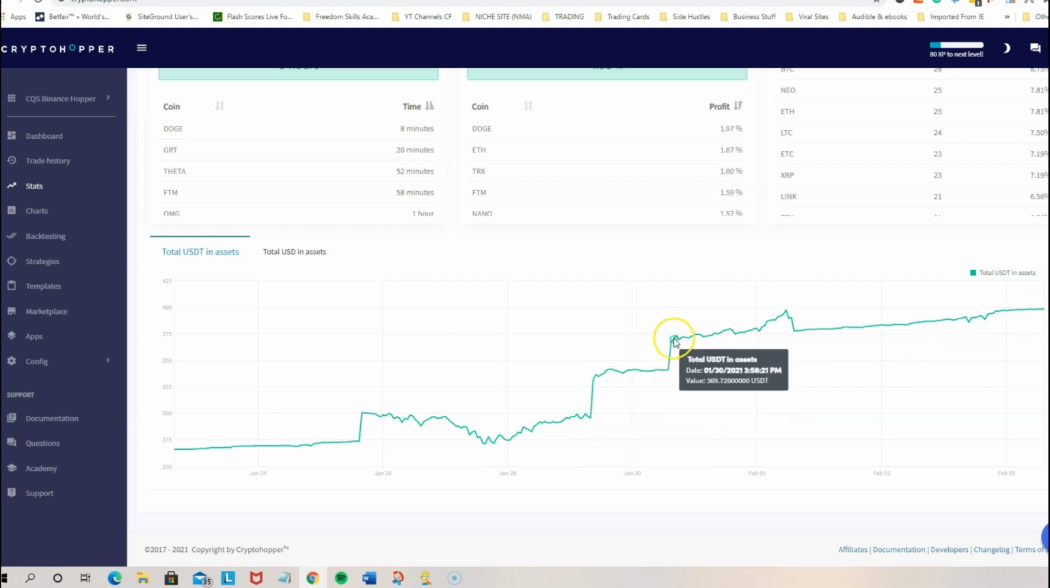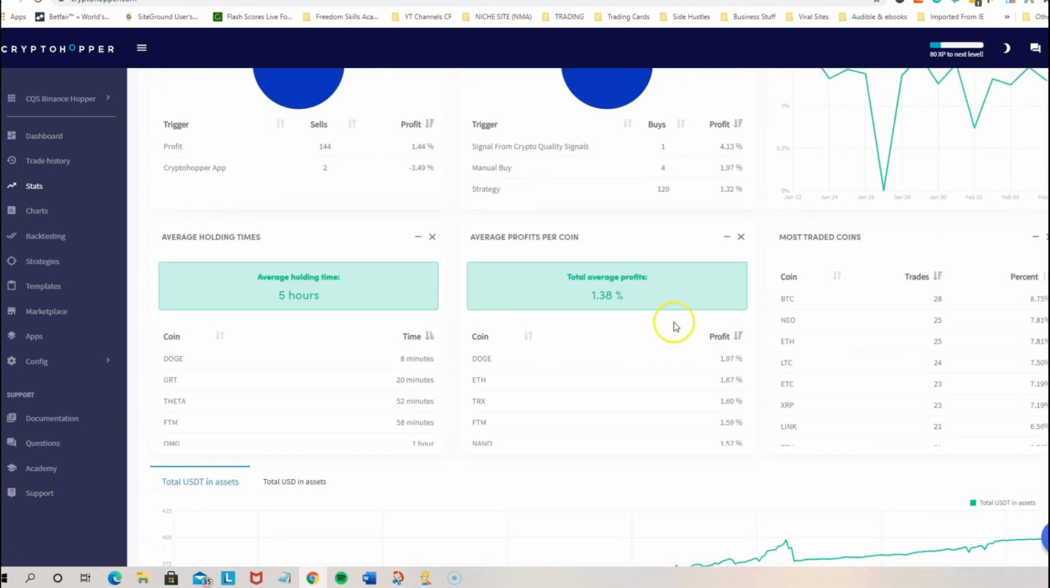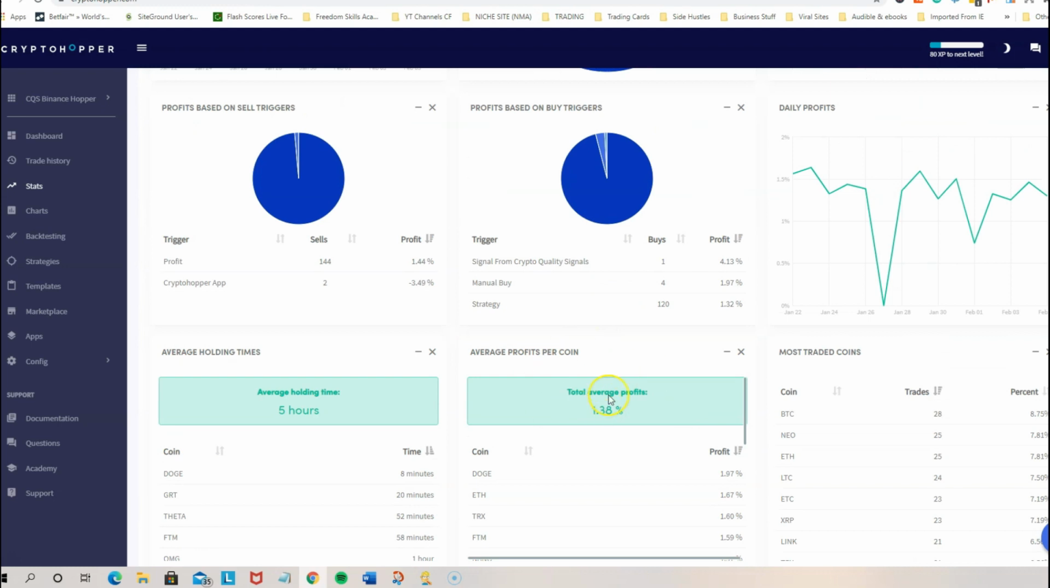you can ignore these 2 big spikes, because that is where I actually bought. I put an extra $20 in both times. But overall, it's going really well. So the average profit is just 1.38. So we're not going for massive returns. The idea is that you just, little and often is the strategy.